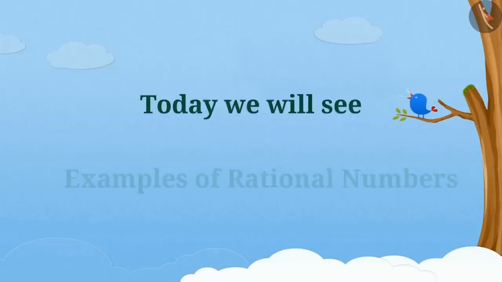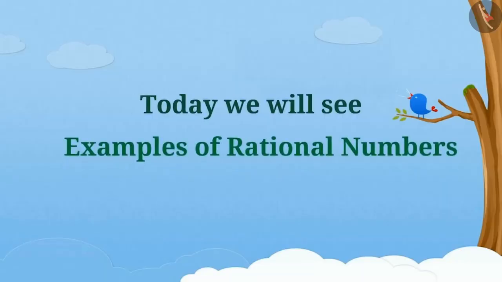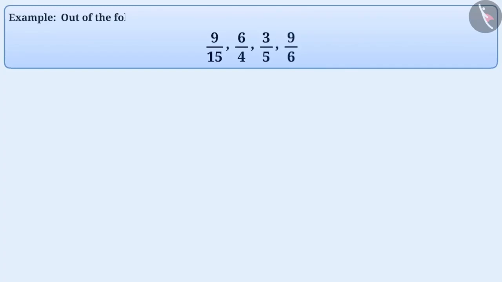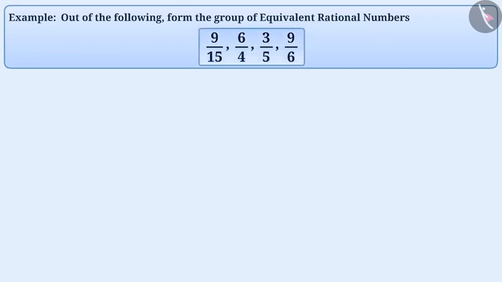Today we will see some examples of rational numbers. Out of the following, form the group of equivalent rational numbers. The easiest way to find equivalent rational numbers is to represent them in their standard form, like we represent fractions in their simplest form.